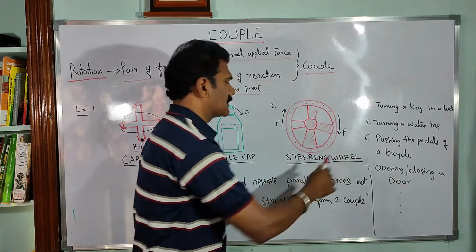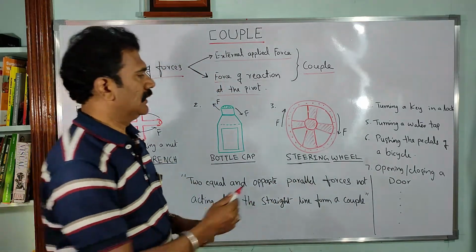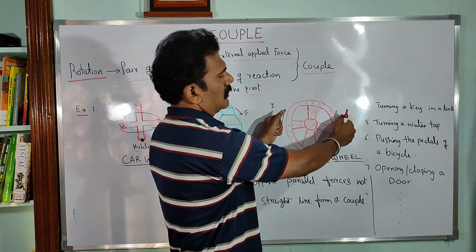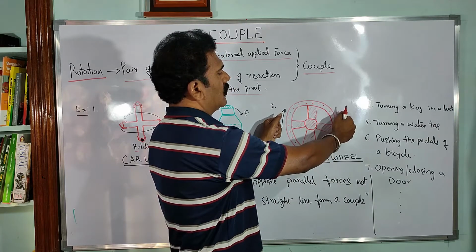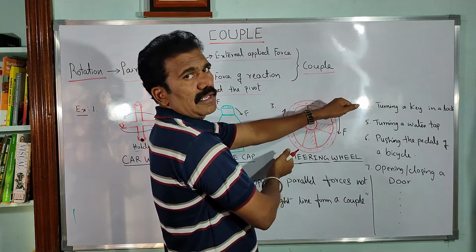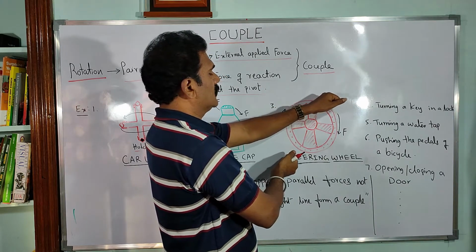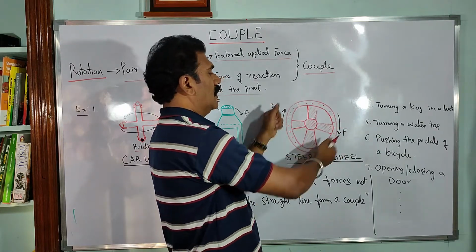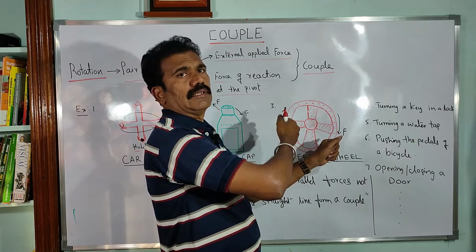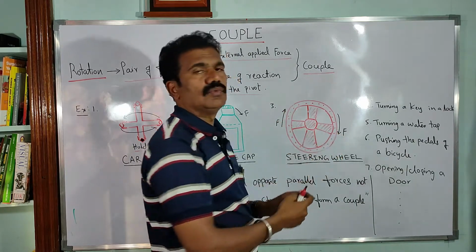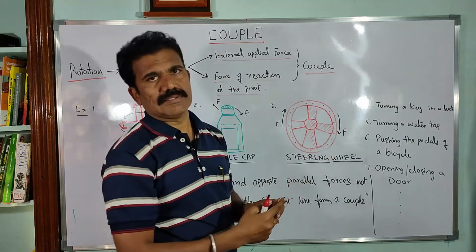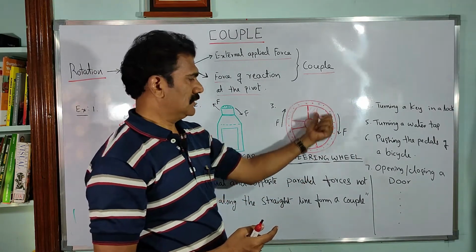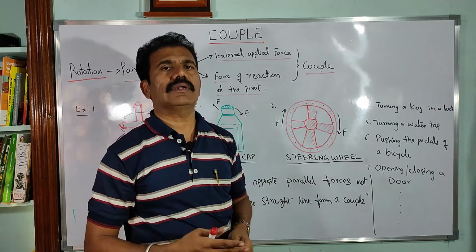Similarly, consider another example, the steering wheel. When you want to rotate the steering wheel, you have to hold at two opposite ends of the steering and rotate like this. This gives clockwise rotation. If you want to rotate in the anti-clockwise direction, you hold again at the two ends and rotate like this. Clockwise and anti-clockwise rotation is possible by applying two forces at the two ends of the wheel. These two forces again constitute the couple. Clear? Like that you can see so many examples in our daily life.